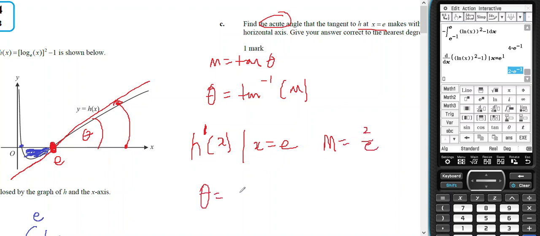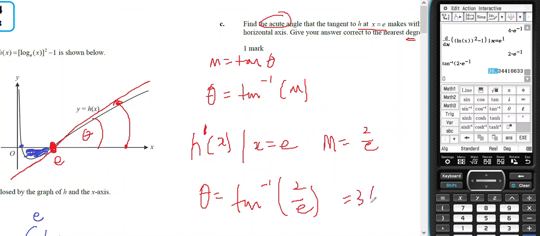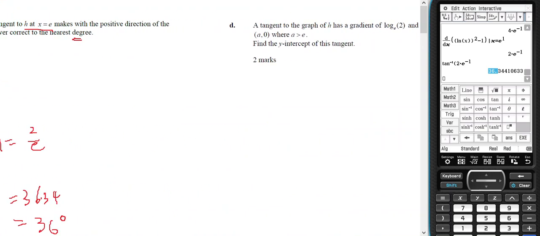Therefore, my angle will be the inverse tan of 2 on E, and I need to give my answer in degrees. So I'm going to swap my answers into degrees. Taking the inverse tangent of that, the angle is going to be 36.34, which to the nearest degree is 36 degrees. I'm going to put that back into radians now. Okay, so that's part C.